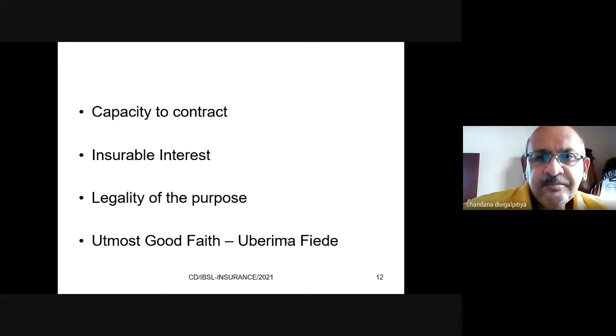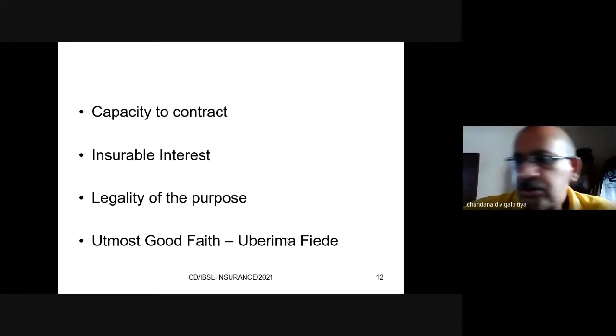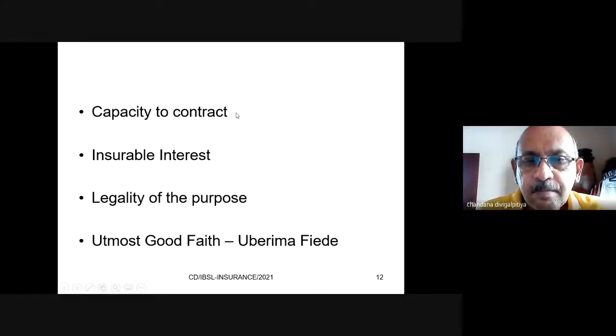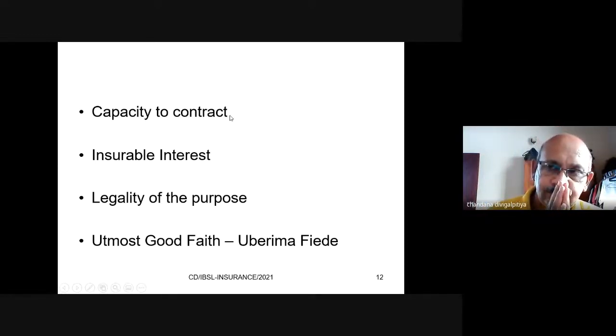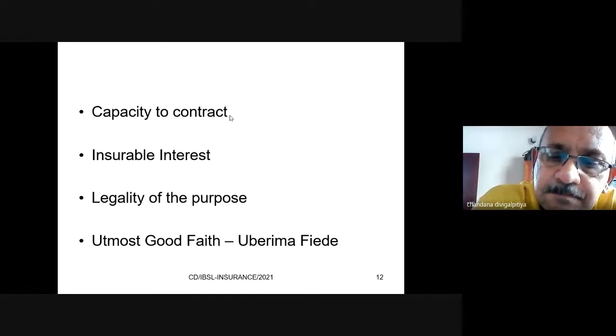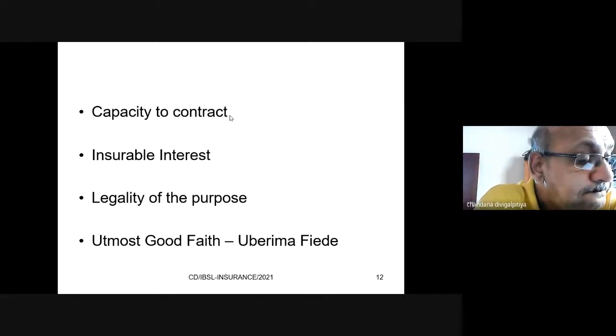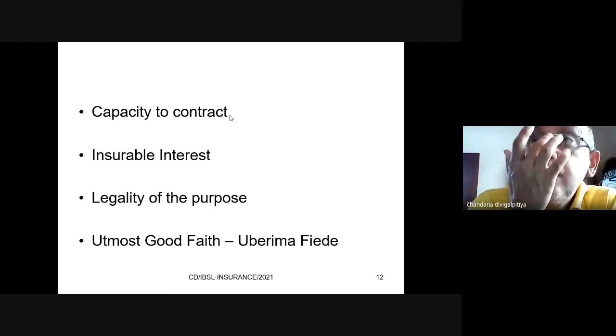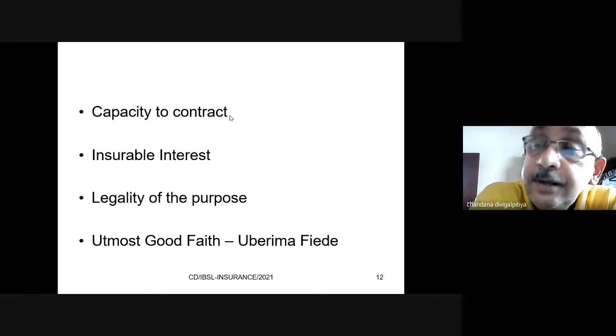Capacity contract means if I want to buy insurance, I should be a major, and the insurance company should have the capacity to sell insurance. They should be legal binding. So put a dash here, which means both the insured and the insurer must have the legal capacity to enter into the contract.